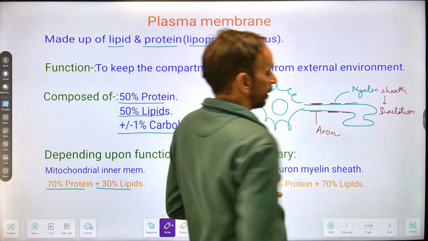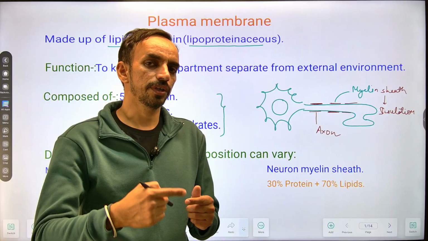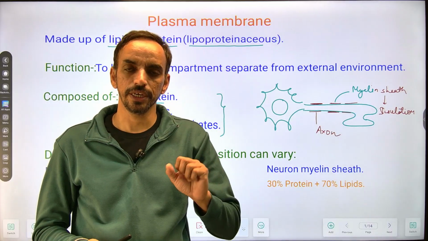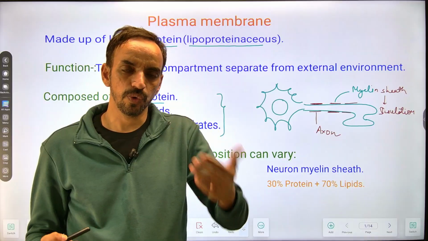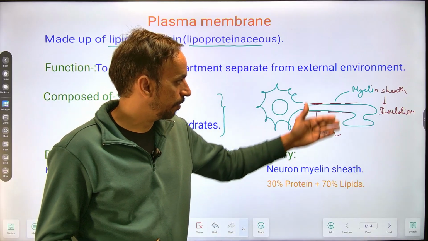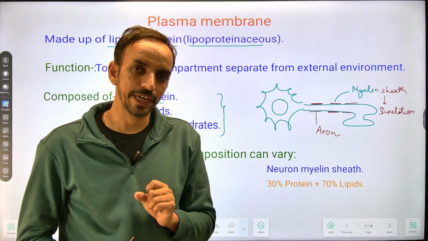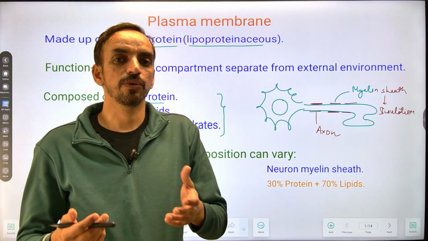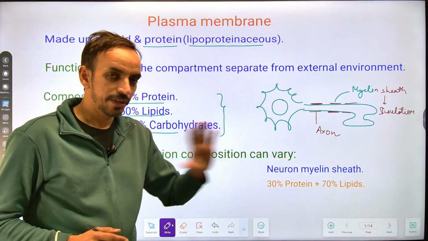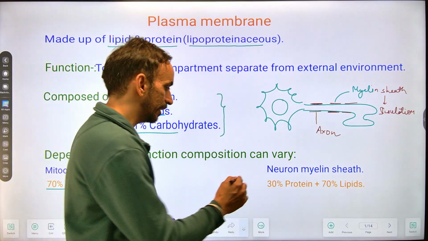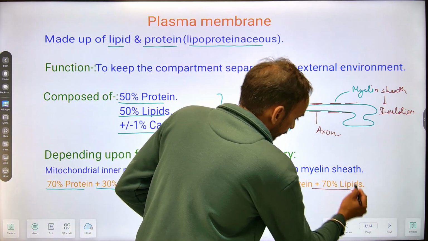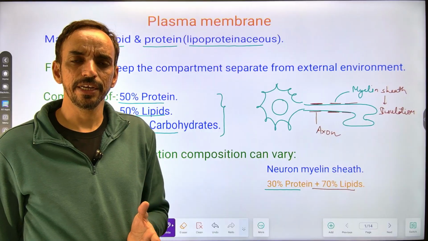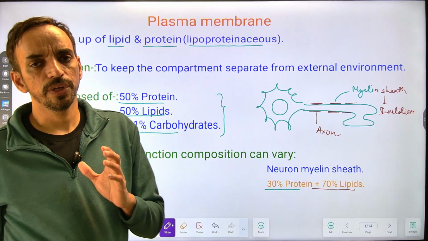जैसे अपन देखते हैं घरों में जो वायर्स होते हैं उनके चारों तरफ रबर की कोटिंग होती है, that too to provide the insulation. Similarly, the axons of neurons also get insulation in the form of a myelin sheath. So the function of this myelin sheath is to provide insulation, and to provide the insulation they require more amount of lipid. So the composition of the neuron myelin sheath is 30% protein and roughly 70% lipids. So composition can vary depending on the function of that particular membrane.